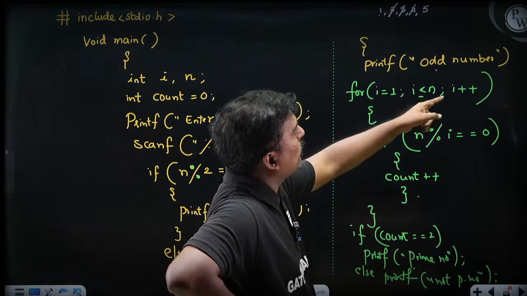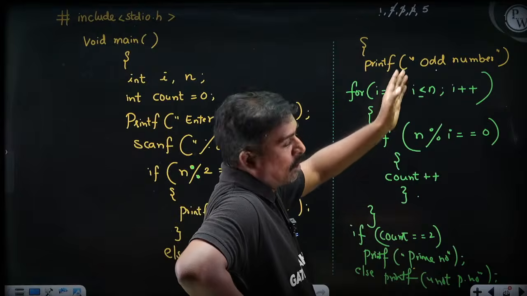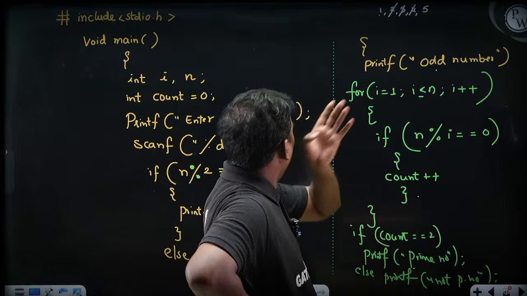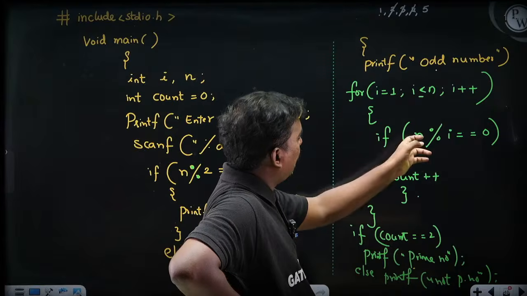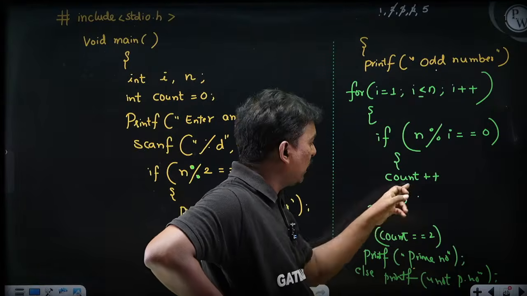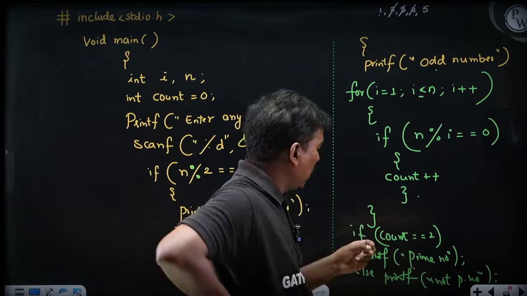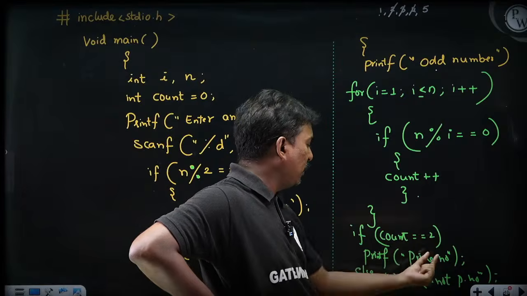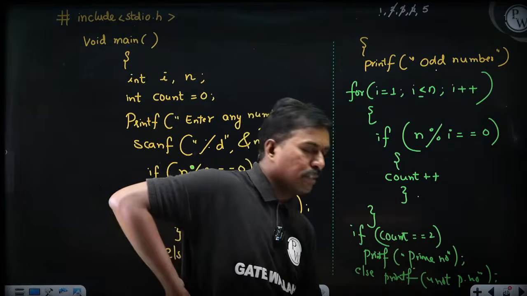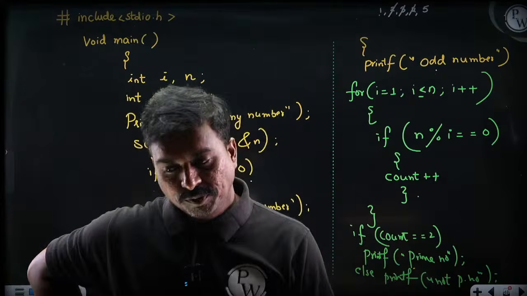Next, i is given as 3, 5 by 3, the remainder is not equal to 0. Similarly for 4. But for 5, we check 5 by 5, and the remainder is equal to 0. Again the count will be updated, to 2. So how many times has the count been updated? Only 2 times. So if count is equal to 2, printf it is a prime number, else printf it is not a prime number. Okay, so please make a note of it.